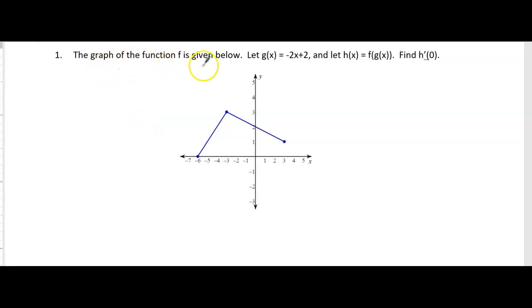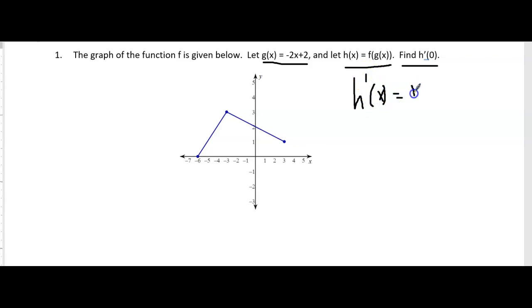The graph of the function f is given below. G of x is negative 2x plus 2. And h is a composite function, f of g of x. Our job is to find h prime of 0. So first of all, what we want to do is take the derivative of h, and to do that we're going to use the chain rule because that's a composite function.